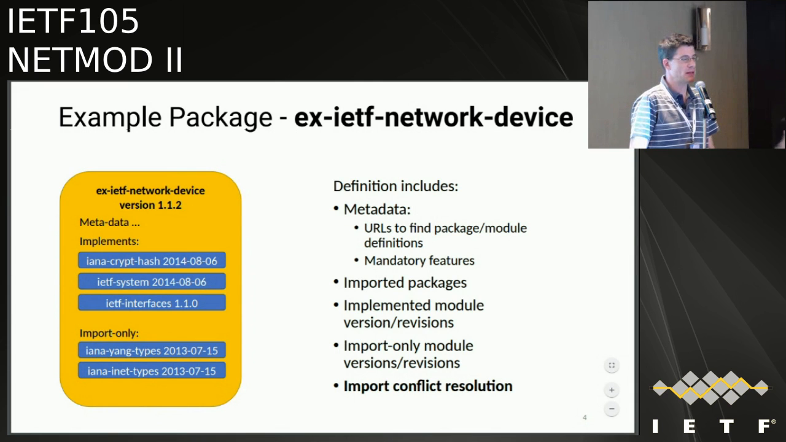The definition includes metadata like URLs for where to find it. It lists features that are mandatory, so which features you are obliged to implement and support if you implement this package. It has a list of the imported packages, none shown here, and lists the modules that are implemented by that package and the import-only modules. So it's very similar to Yang library from that point of view, except it recurses and has a list of imported packages. And finally, again not shown here, is import conflict resolution.